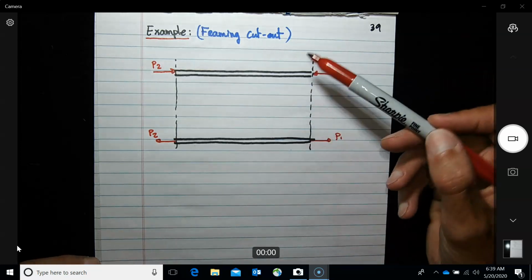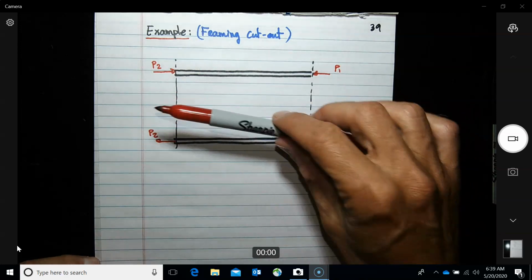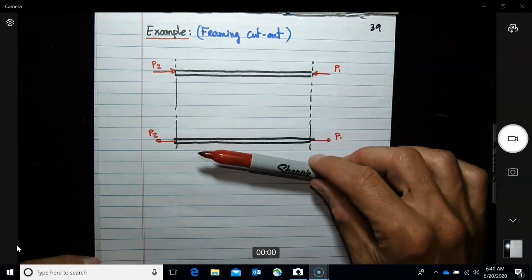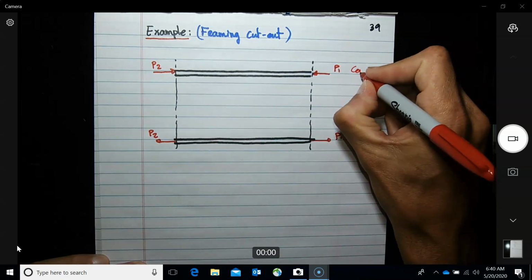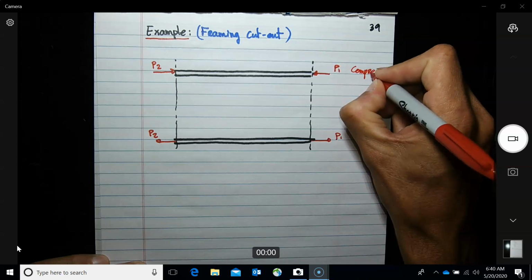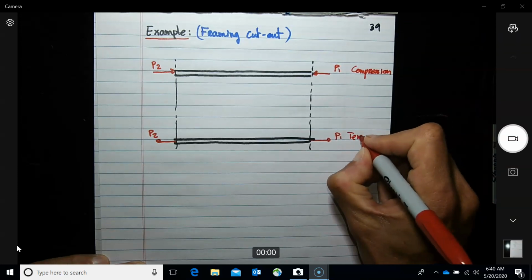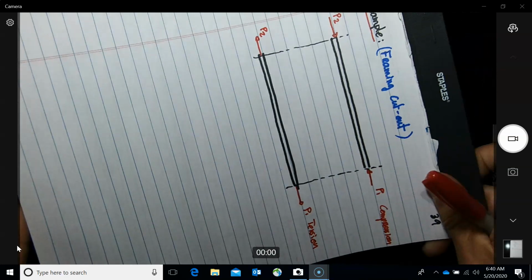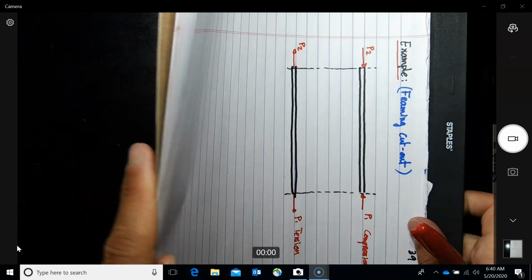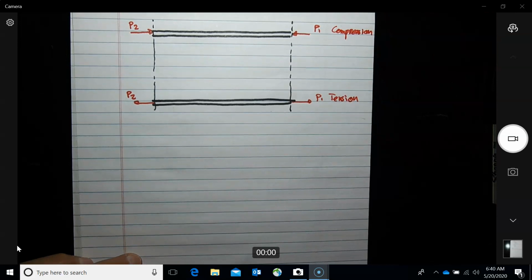So if this is this way, this will mean this will bend like, let's say, up, okay? So this side will be in compression and this side will be in tension. So the top will be in compression, and the lower part would be in tension. So in other words, this is bending this way, okay? All right, so now we want to create a cut.